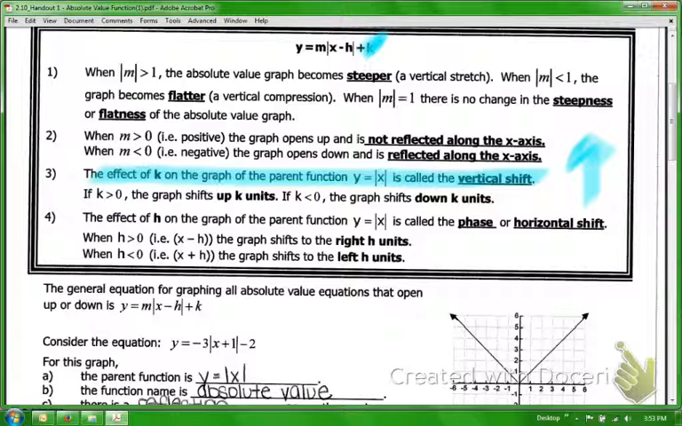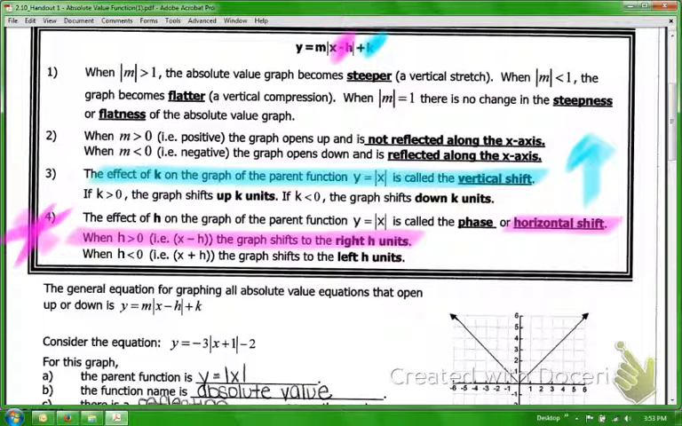All right, our next shift is going to be the h right here. And h is kind of special, so I'm going to put a little star out here. The effect of h on the graph is called a phase or horizontal shift. I will always reserve it as a horizontal. It's easy to remember because horizontal starts with h. When h is greater than 0, the graph shifts to the right. So it looks just like this. What you're actually doing on these is you're subtracting the shift.